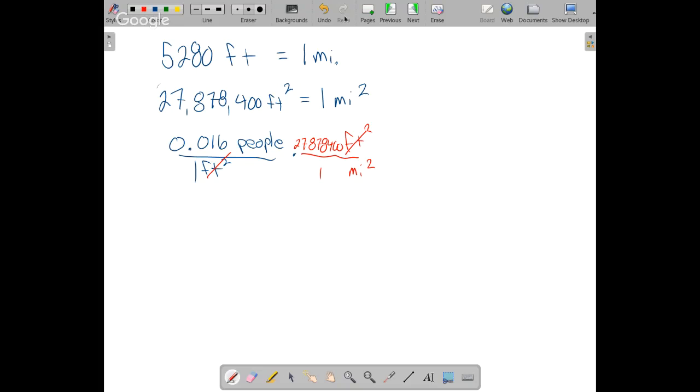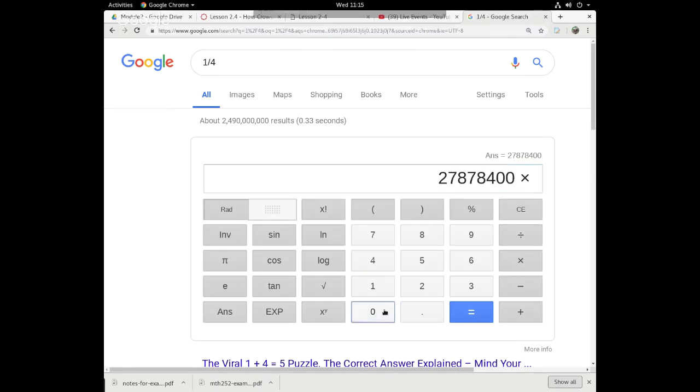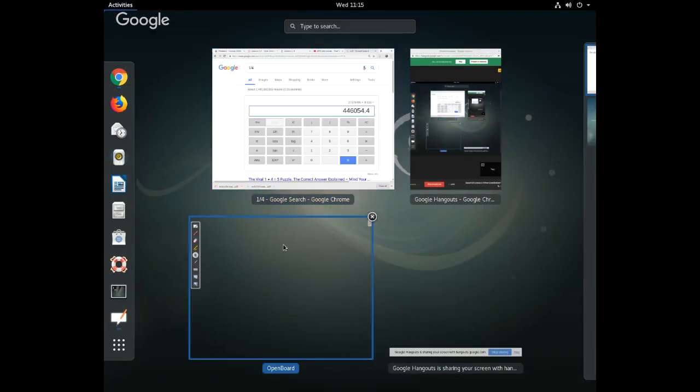All right, let's check that out. Desktop, calculate. So I want to take that and multiply by 16 thousandths. And that gives me about 446. Wow. No, 446, oh, that's right. This is people, right? So 446,054-ish, 0.4. I think I got that in my head.